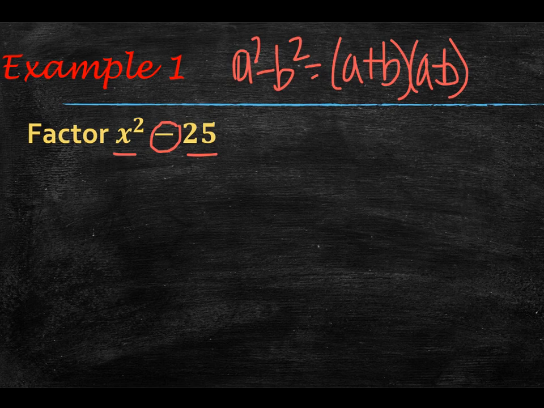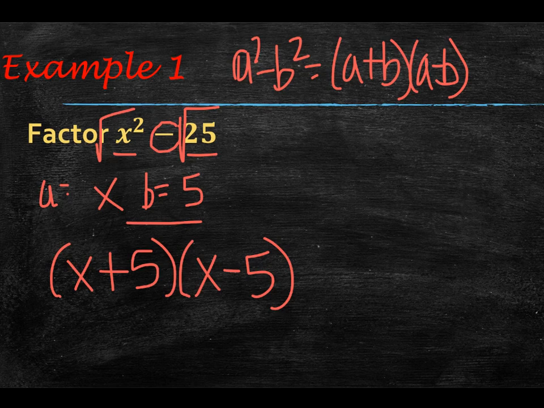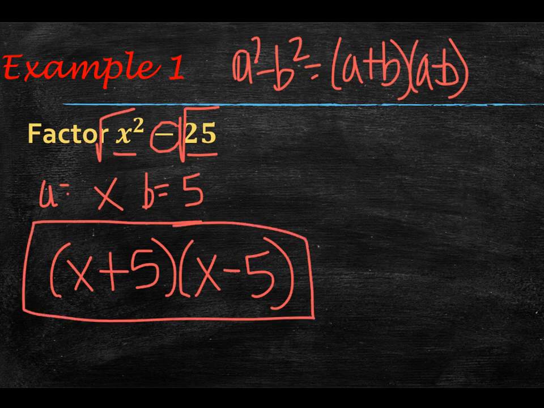Okay, so look at how we're going to do this. What you're going to do is take the square root of that first term, which is x, and you're going to take the square root of the last term, which is 5, and then these numbers right here represent your a and your b. So we just write our factors as x plus 5 and x minus 5. And if you multiply that back together, you'll see that that middle term does cancel out, which therefore has it become a binomial.